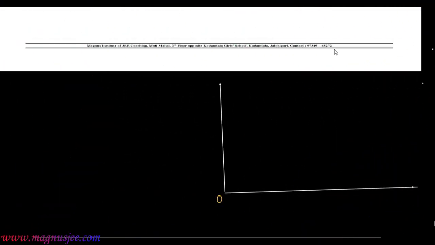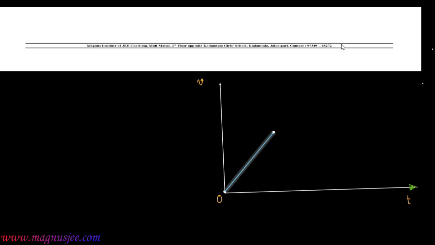We can draw velocity time graph. Velocity of the train can be plotted along vertical axis and time interval t can be plotted along horizontal axis. Now we can draw velocity time graph for the motion of the train. From this straight line is velocity time graph.